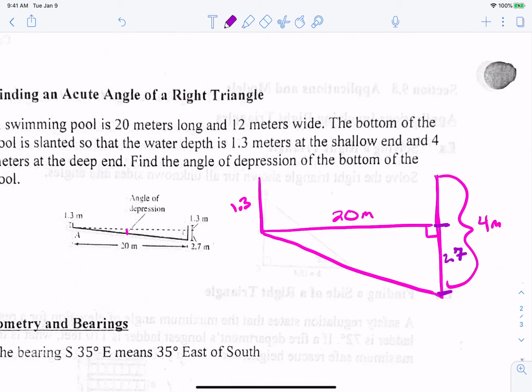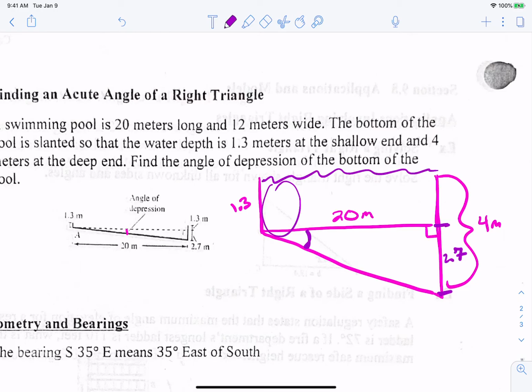Do you see what's happening with this pool here? This is the shallow end on this side, and the deep end is over here. It slants down. Here's the water. They want to know the angle of depression right here, what that angle is.